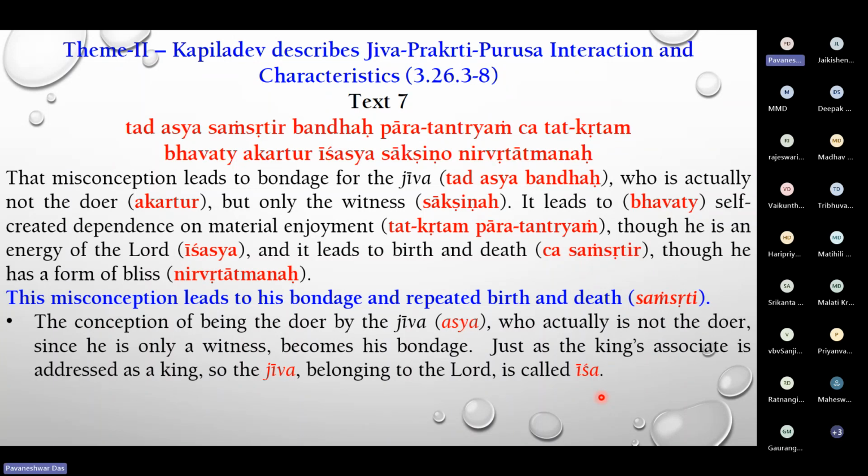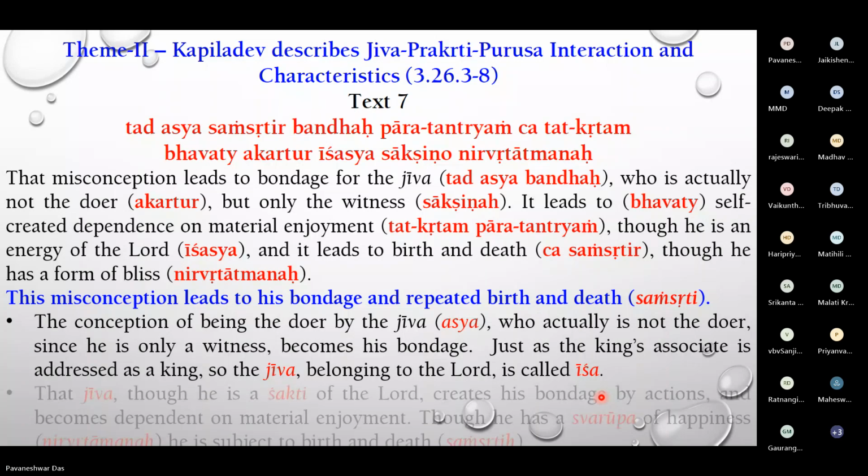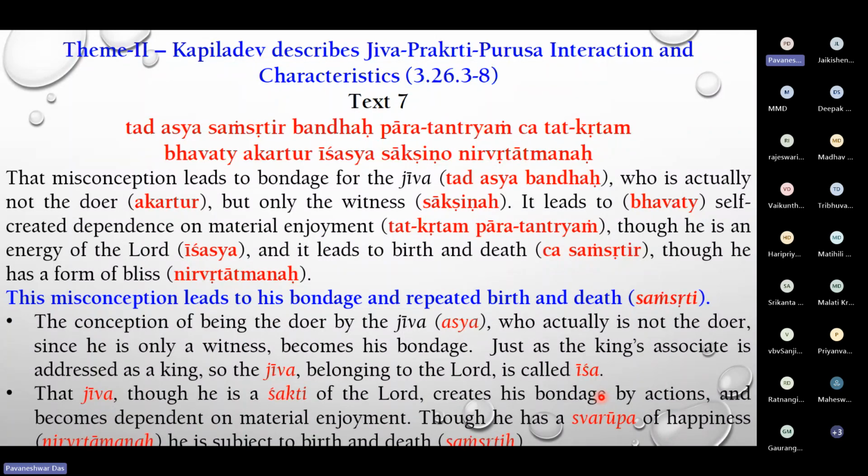The control may be limited. So Jiva is called Kshetrajna. Paramatma is also called Kshetrajna: Kshetrajna chapi mam viddhi sarva-kshetreshu Bharata. So something like that. That Jiva, though he is the Shakti of the Supreme Lord, creates his bondage by actions and becomes dependent on material enjoyment. Though he has a swarupa of happiness, the bliss personified. Jiva is bliss personified.